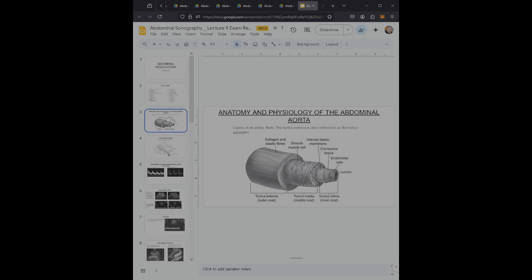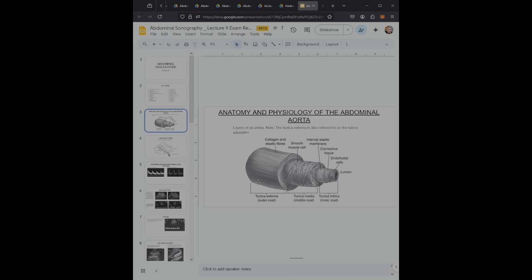The walls of the aorta consist of 3 layers. The layers are known as the tunica intima, the tunica media, and the tunica externa. The innermost layer, closest to the flowing blood, is the tunica intima. There's a muscular layer, which is known as the tunica media, and the outermost layer is known as the tunica externa or tunica adventitia. The aorta supplies blood to abdominal organs, pelvis, and lower extremities. And it has quite a number of branches.